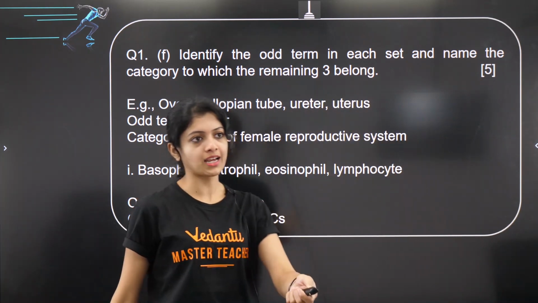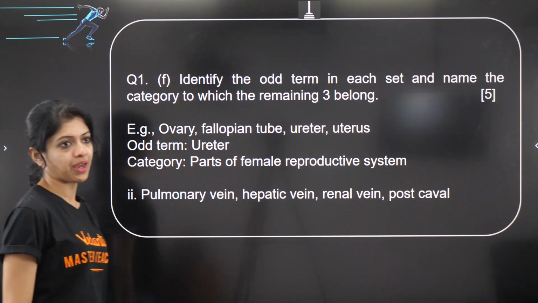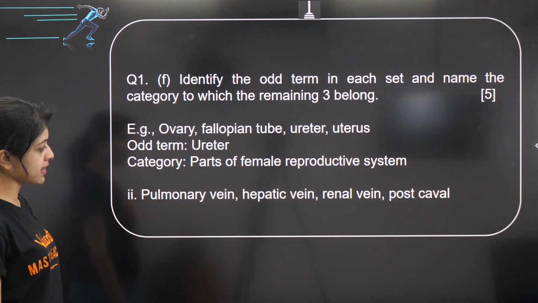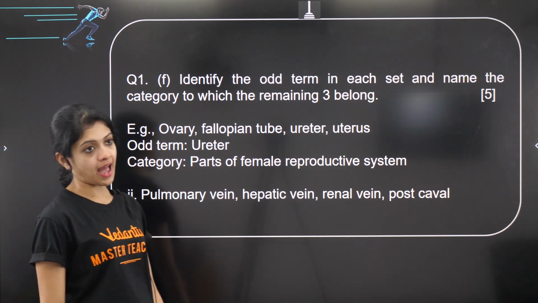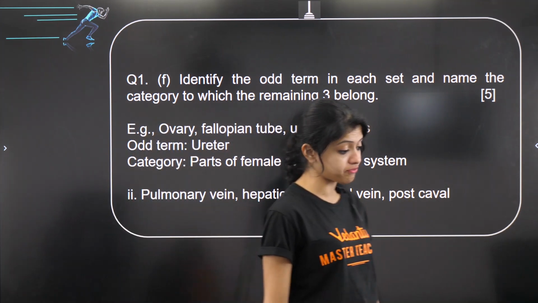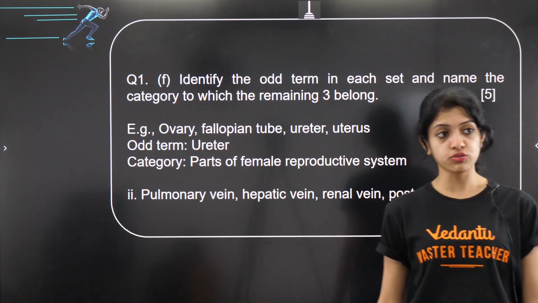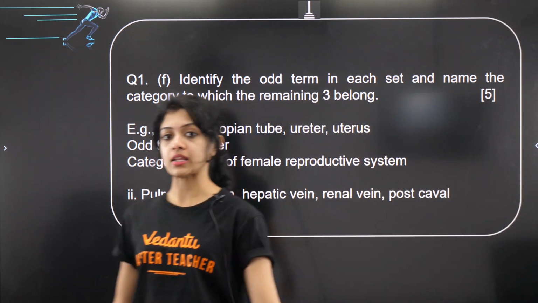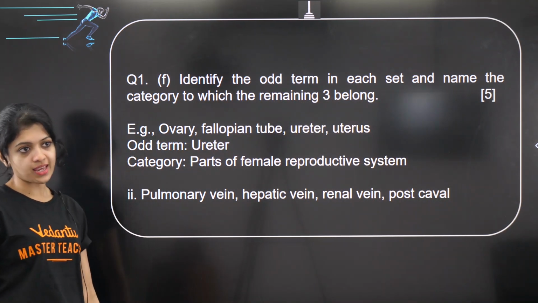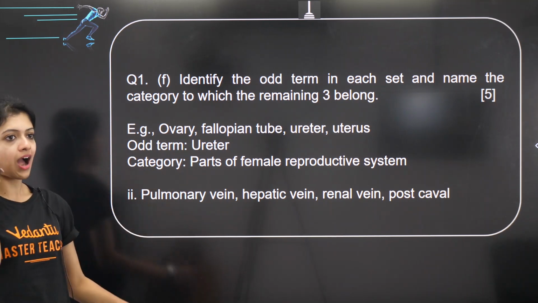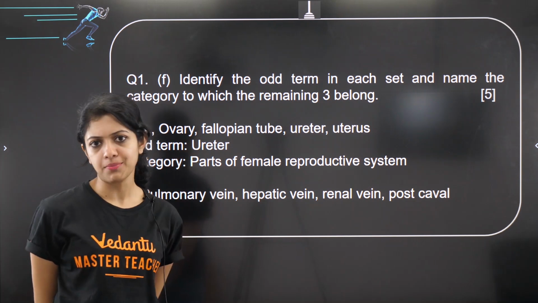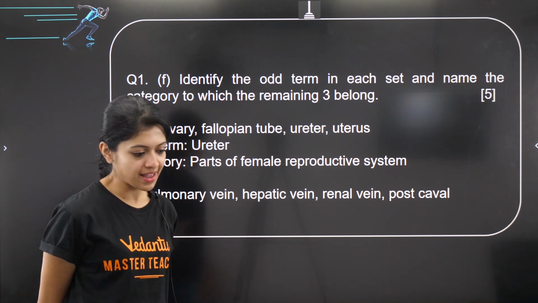Then you will understand what you're supposed to do. Okay. And now the second one: pulmonary vein, hepatic vein, renal vein, and postcaval. Wow, it can be very, very confusing. A lot of veins out there. Postcaval is also a vein, right? So which of these is the odd one out? Think about what each of them does. You will be able to find the answer.